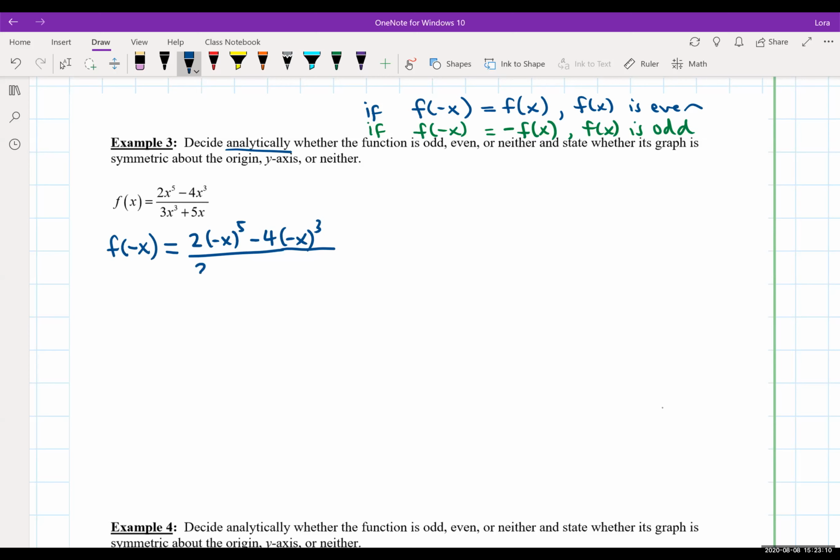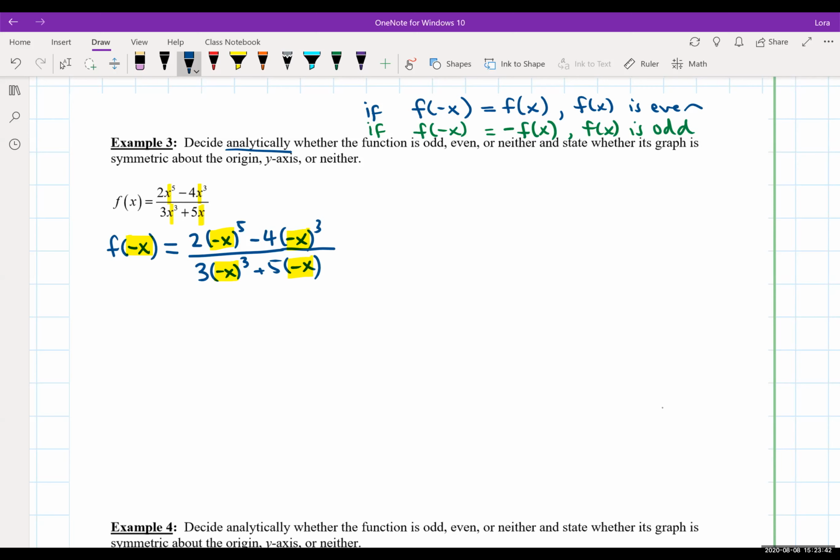Okay, so let's take the denominator. We have just substituted in negative x for all of the x's in the rational expression. So the next thing you want to do is see if you can simplify.